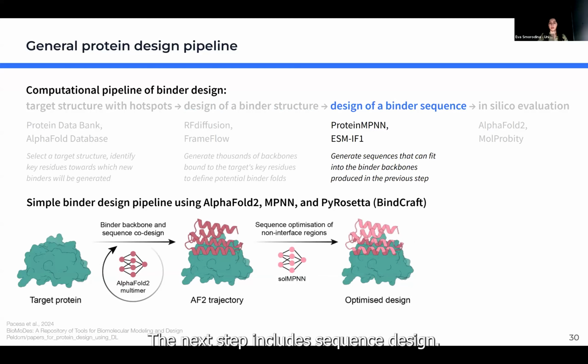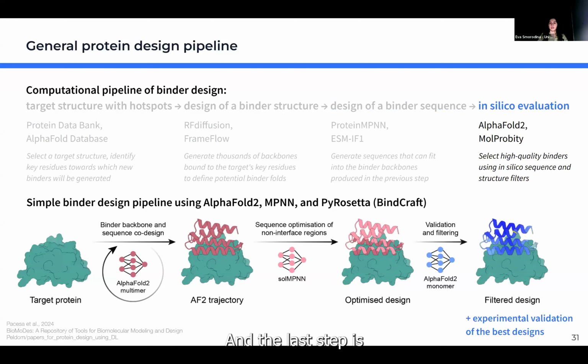The next step includes sequence design. What does it mean? It means inverse folding that I mentioned before. The most commonly used tool for inverse folding is ProteinMPNN. So in this step, you try to fit different sequences, or generate sequences, that you can fit into the previously generated binder backbones. And the last step is in silico evaluation.